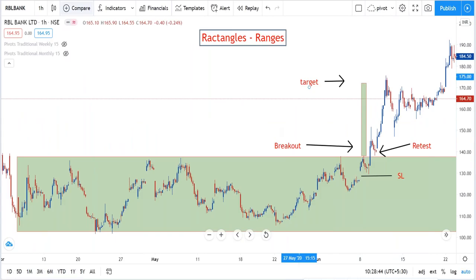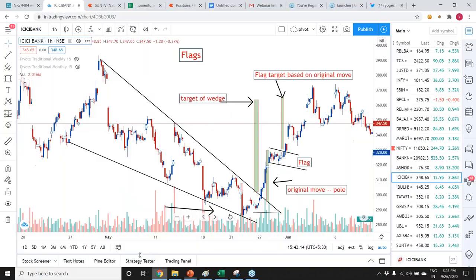Now, the third pattern which I look at is rectangles or ranges. What happens in ranges is the stock consolidates within an upper boundary, this is the upper boundary, and here is the lower boundary. The stock consolidates for a longer period of time, and once it gives a breakout, it races to the finish line. And the same here in a rectangle, we'll calculate the target the same way.